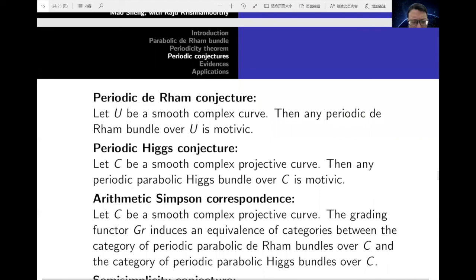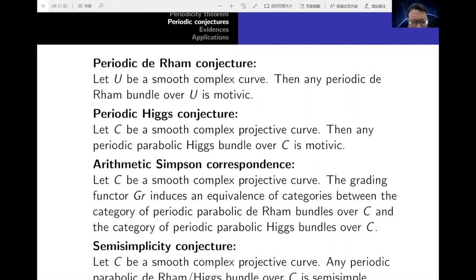In the Higgs version, I formulate it for this projective curve. In the de Rham version, I formulate it over U. So there's some difference, and they have some overlap. Basically, this periodic Higgs conjecture is stronger, but it cannot fully imply the periodic de Rham conjecture. Both conjectures are meaningful, I think.